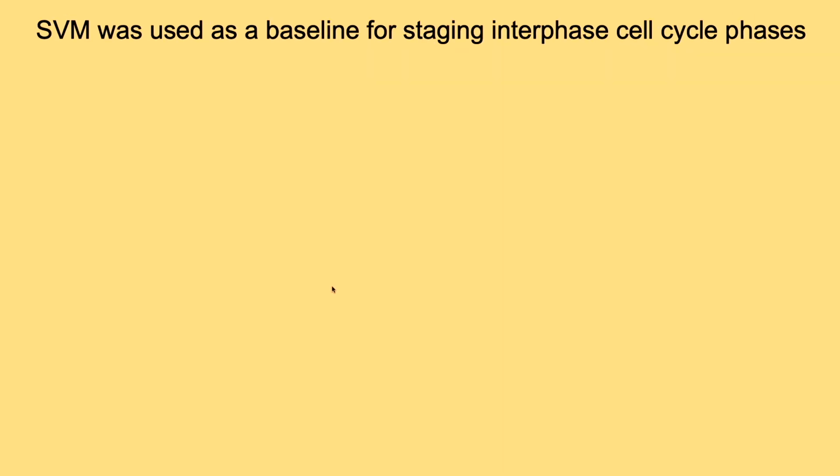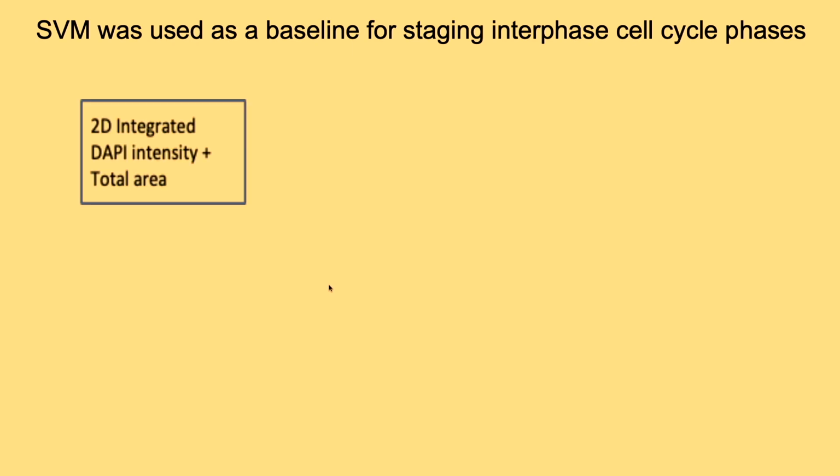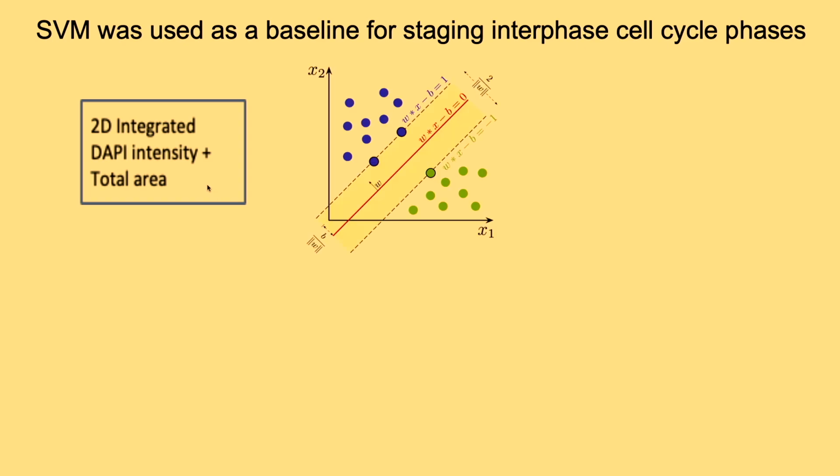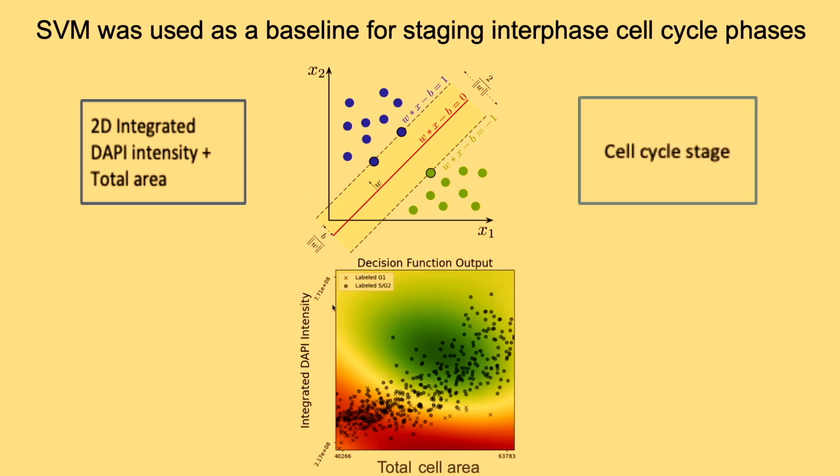Our baseline model is one of the previous tools, an SVM model. This model takes two morphologic features, the 2D depth intensity and the total cell area, as input, and trains a support vector machine model to output the cell cycle stages. Here I'm showing you one decision boundary using those two morphologic features as input to predict cell cycle stages.